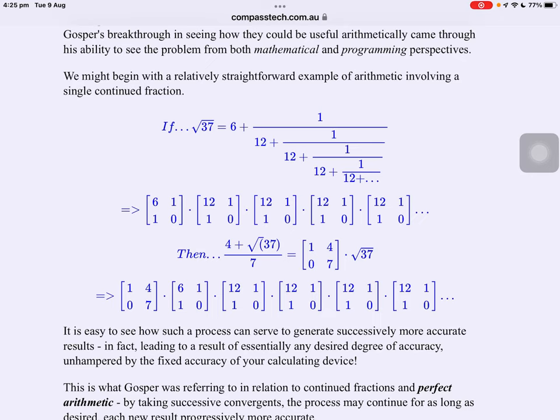Now the continued fraction of any quadratic irrational will have a regular periodic form. In this case, 6, 12, 12, 12, and so on. Now, it's also true that that can be represented in another form, as a product of matrices. So the continued fraction 6, 12, 12, 12 can also be evaluated by multiplying these matrices. The first term 6, 1, 1, 0, then 12, 1, 1, 0, followed by more of the same. Starting at the left, if I multiply the first two matrices, I'll get my first convergent, my first approximation. I then multiply the next, and so on.